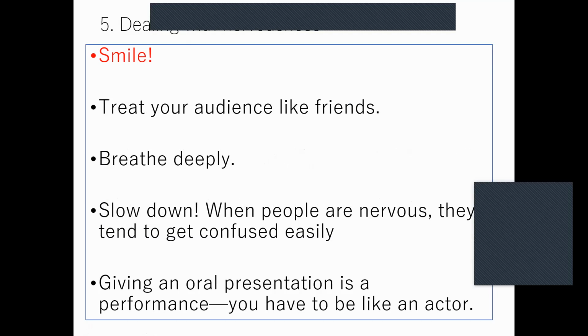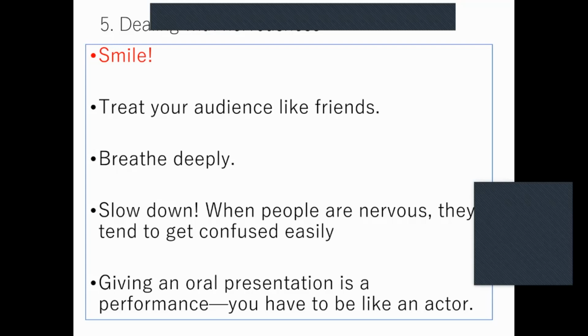Then number five, dealing with nervousness. Okay, what is that? When you go to a presentation, it is common that you'll be nervous, especially if it's at an international conference, with a lot of people, a lot of researchers from different parts of the world. You must be somewhat nervous. So how do you overcome this nervousness? The number one tip is to smile. If you smile, then your brain will be relaxed and your nervousness will go down. So smile is the number one tip for presentations.